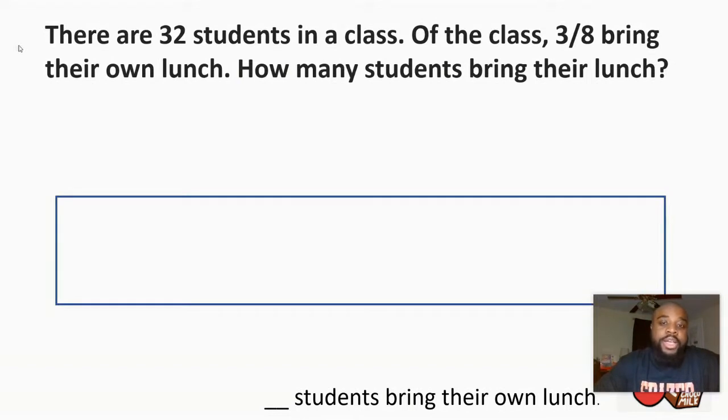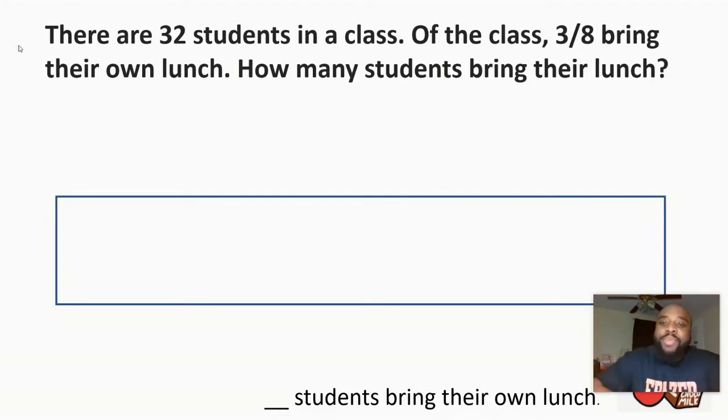Here we go. Let's start off with our tape diagram. We know the whole represents 32 students in a class. That's the total, right? We need to divide the whole into how many groups? Well, think about it. If they said 3/8 of the class, that simply means it's going to be broken up into 8 groups. So the whole 32 students in the class will be broken up into 8 groups, right?